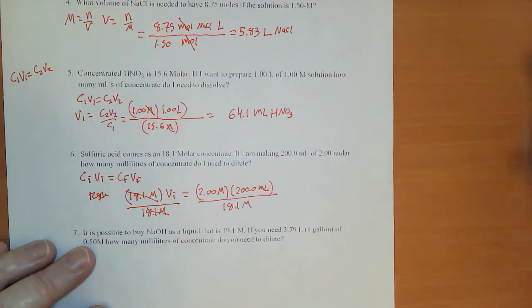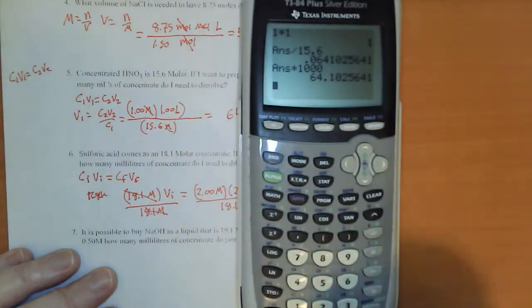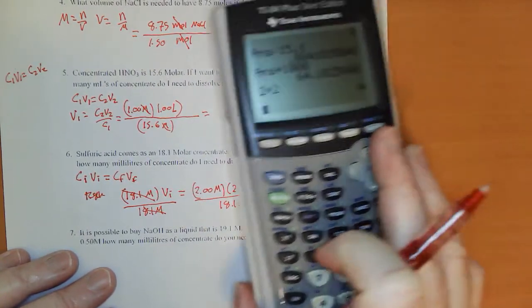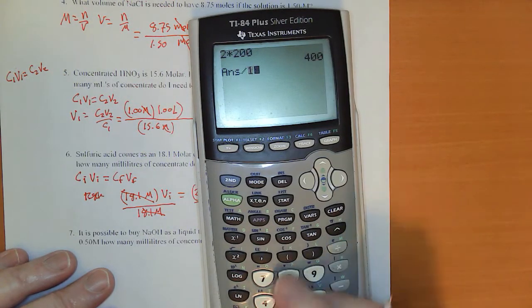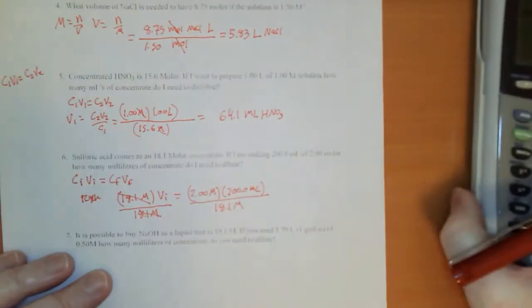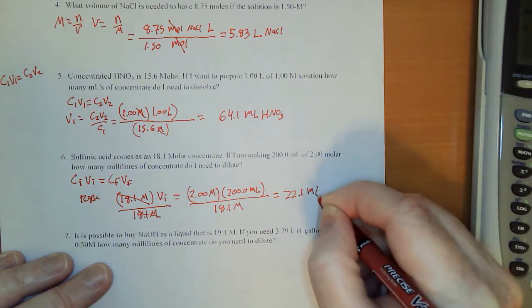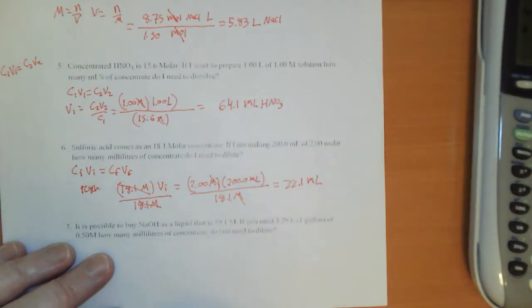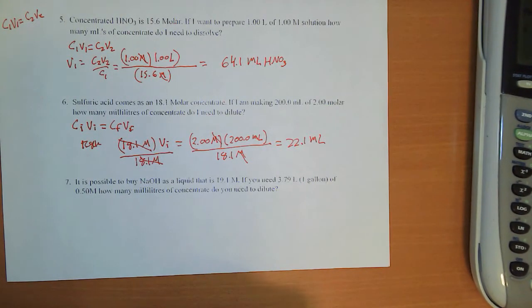That cancels. Okay, so 2 times 2, 2 times 200, sorry. 2 times 200 equals, divided by 18.1 equals, and that's about 22.1 milliliters, molar and molar both canceling. Okay.